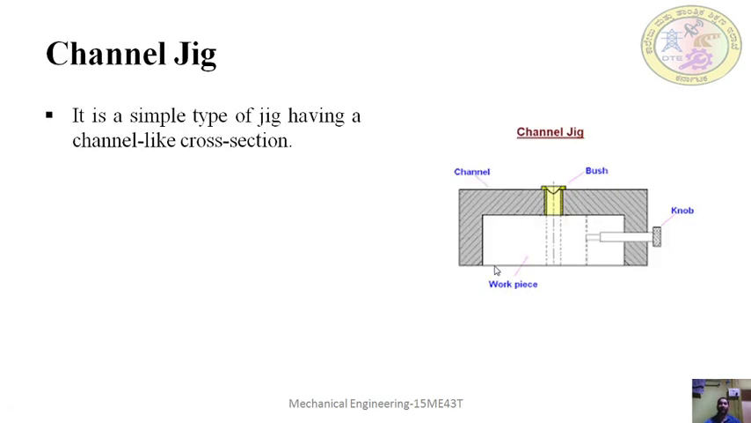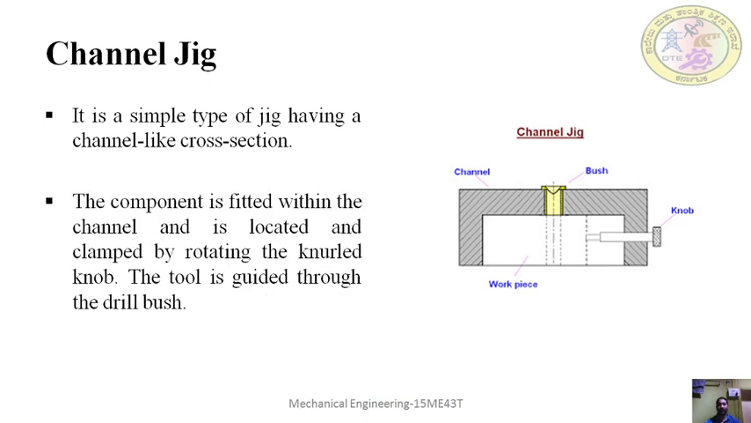Channel jig. It is also a simple type of jig. It has a channel-like section, you can see here a C section. The workpiece is held between these sections, with the channel jig clamped above the workpiece. This is the place for the workpiece. This component is fitted within this channel.